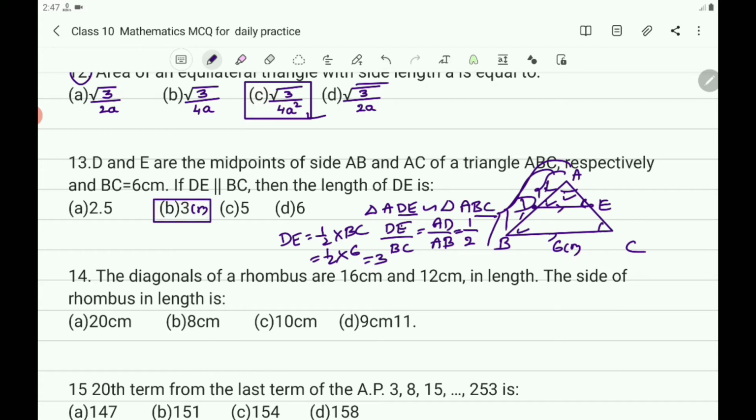So here you have to prove that the two triangles are equiangular. You can prove it orally. And also it is given that D and E are the midpoints of AB and AC. So AD by AB is in the ratio 1:2, so AD by AB is equal to 1 by 2 as AD is half of AB. So in this way you got the answer B, 3 centimeter.